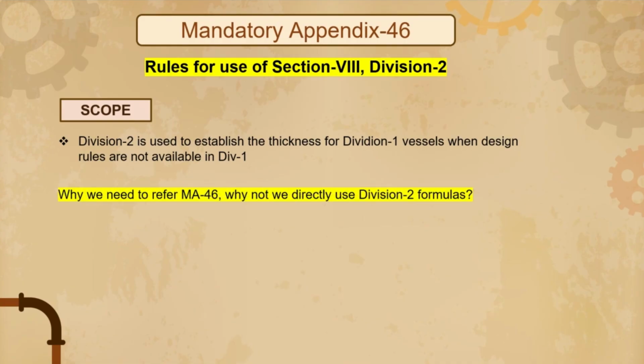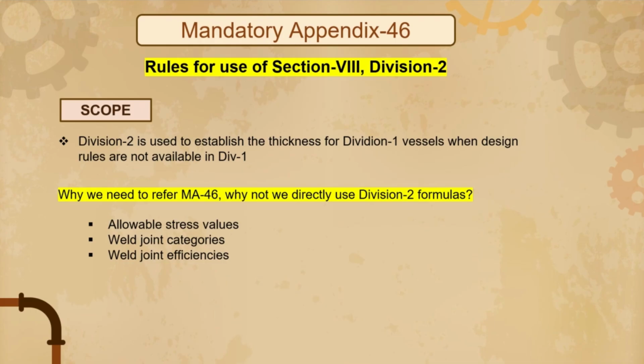The reason behind this is, if you follow Division 2 formulas directly, for example, take the Part 4 thickness formulas. In the thickness formulas, we will see allowable stress values, right? Which allowable stress values do we need to consider, according to Division 1 or Division 2? This is a little bit of confusion, right? Which allowable stress do we need to consider, because we are using Division 2 formulas for designing the Division 1 vessel? Which allowable stress values, which weld joint categories or which weld joint efficiencies do we need to consider? This is the big question mark, right?